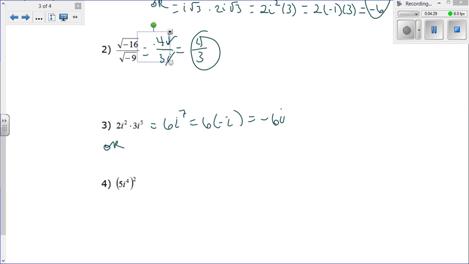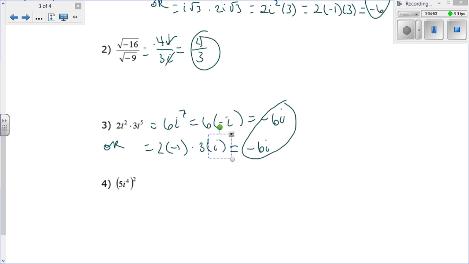Or I can simplify my powers of i first. So I'd have 2 times i squared, which is -1, times 3 times i to the fifth. Well, i to the fourth is 1, so i to the fifth is i. And then when I multiply, I end up with -6i. So in either case, that's your answer.